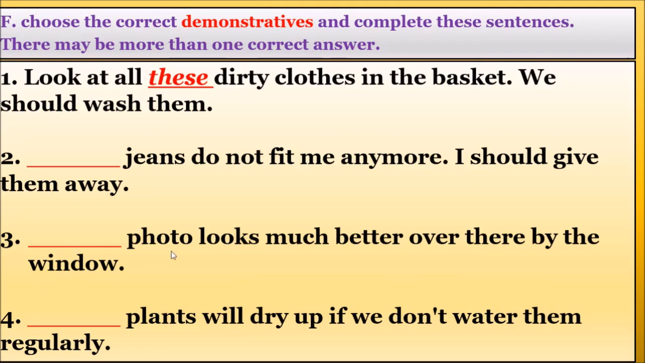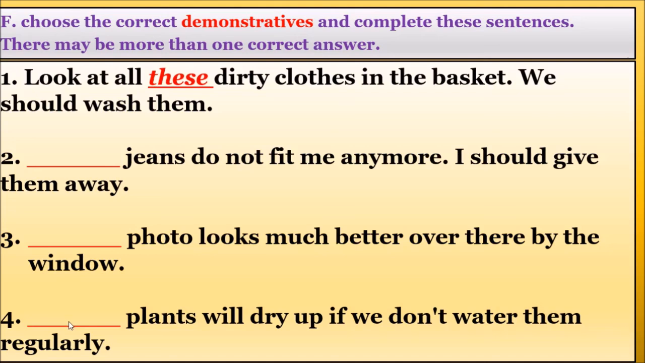Third one. Dash photo looks much better over there by the window. And here they are talking about a photo, and they are comparing another photo which is far away from us in the window. It means they are having one photo in the hand and they are comparing with the other photo which is far away from them, right? So the answer is this. This photo looks much better over there by the window.